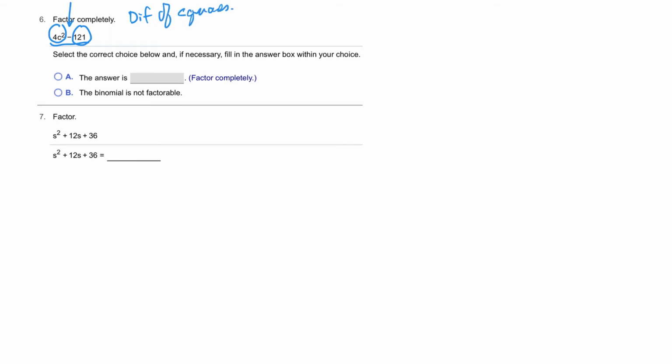And to know that it is, I look at each term and see if I can take the square root of each one of them. Or is there the same number multiplied together that'll give me that thing? And sure enough, there is. So if I have 4c squared minus 121, I can break it up into the two brackets. I split this one into 2c and 2c, and I split this up into 11 times 11, because that gives me 121. Then one of these is plus, one of these is minus, done.